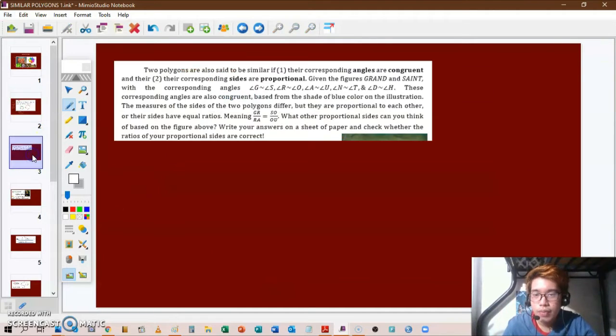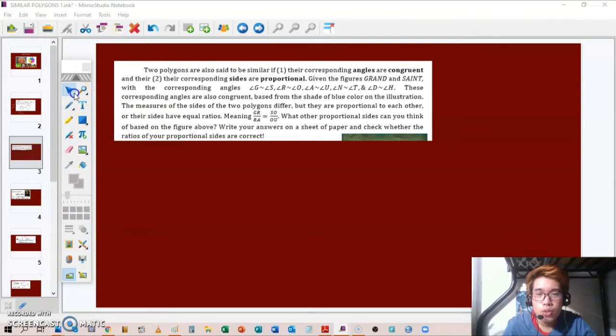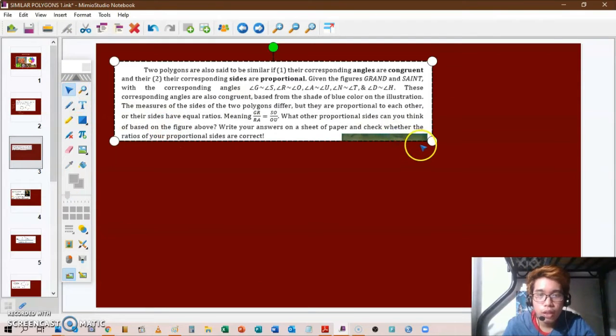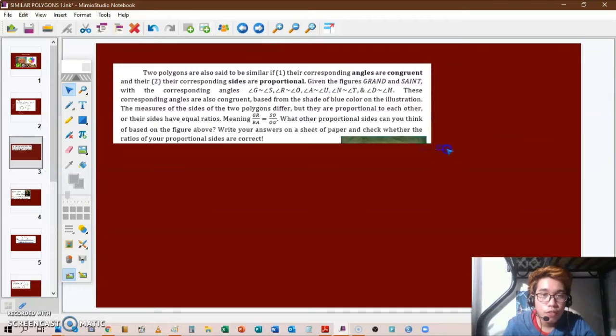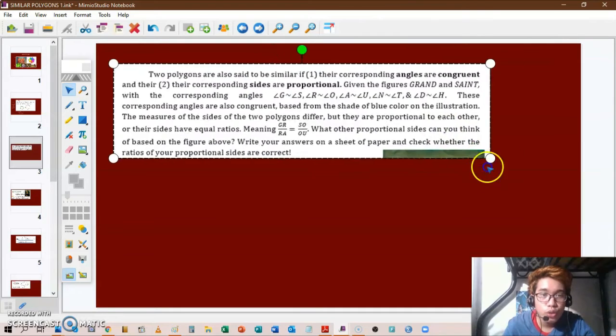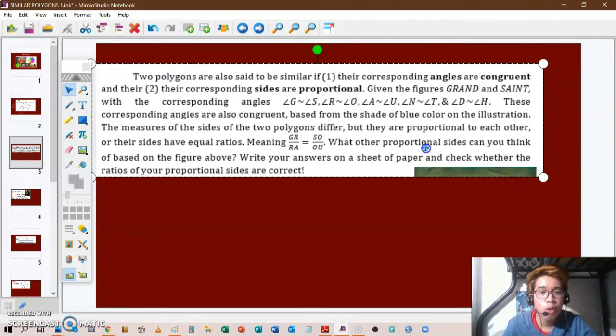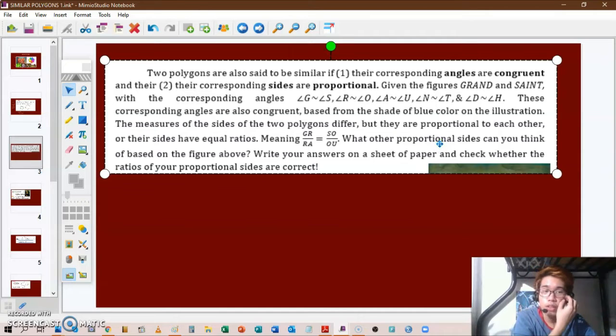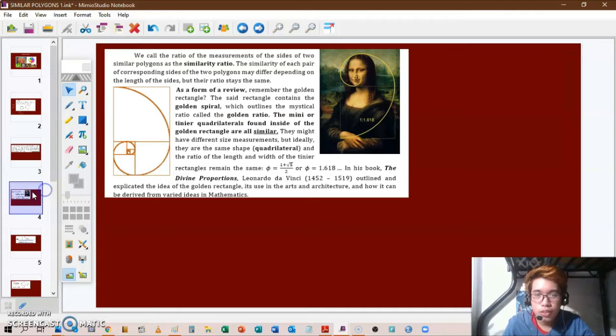Two polygons are said to be similar if and only if their corresponding angles are congruent and their corresponding sides are proportional. Given the figures GRAND and SOUTH, the corresponding angles are congruent, based on the shade of blue color on the illustration.